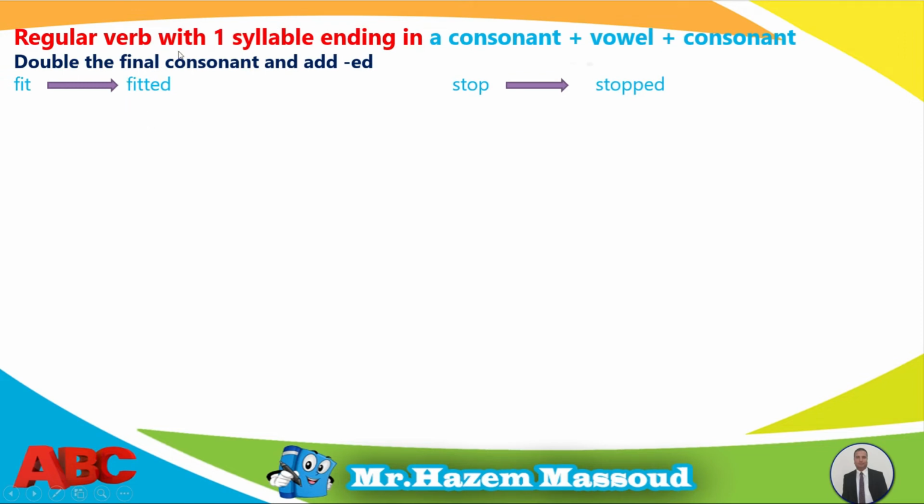For regular verbs with one syllable ending in a consonant plus vowel plus consonant, I double the final consonant and add ed. For example, fit. This is a one syllable verb ending in a consonant plus vowel plus consonant. So when I add ed, I double the final consonant letter. So it will be fitted. Stop, stopped. So I double the letter p.